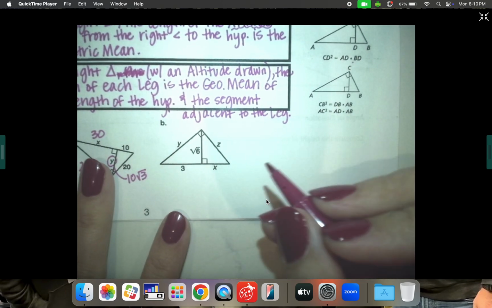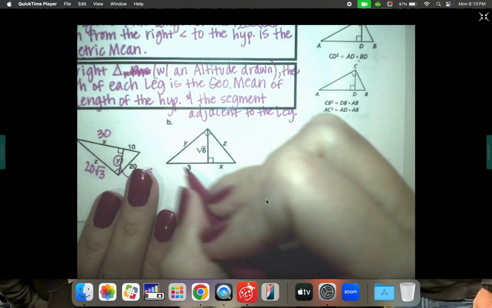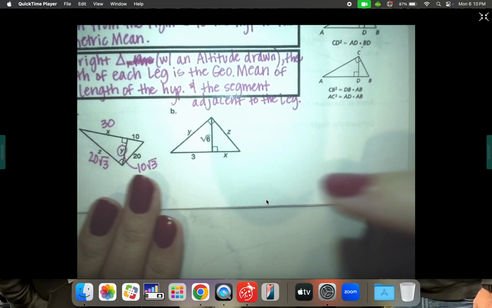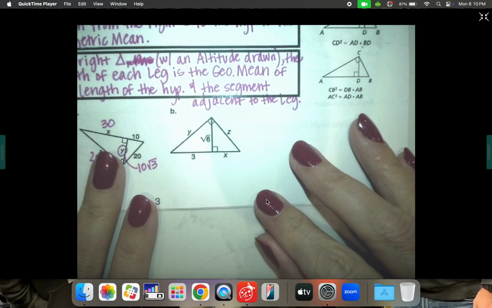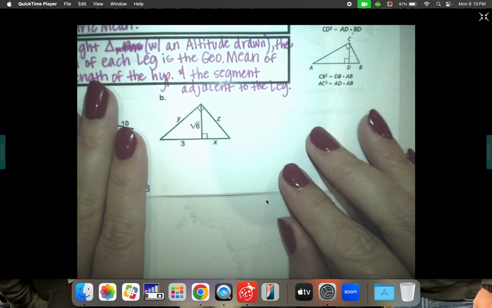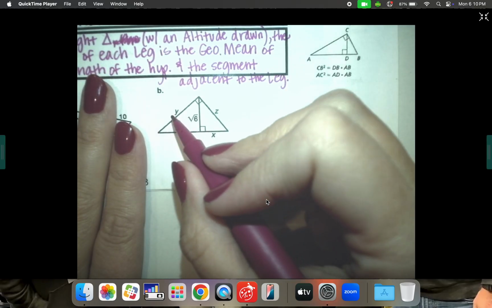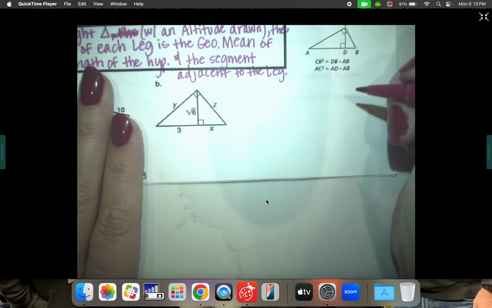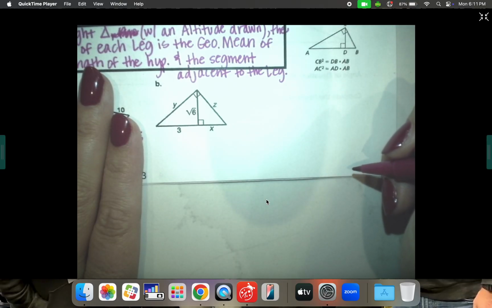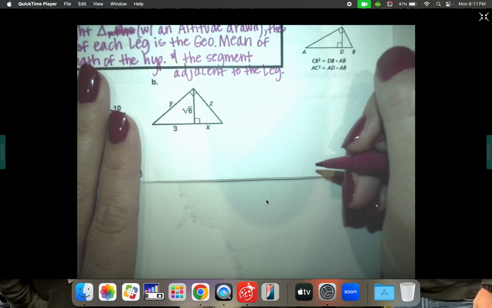I am going to ask you to pause the video right now and try B by yourself. I'm going to really quickly write out what the answers are, but I want you to try this on your own first. So go ahead and pause the video and try to find x, y, and z now. Okay, I'm going to write out what the answers are, and if you were a little confused, you can ask me about this one in class.